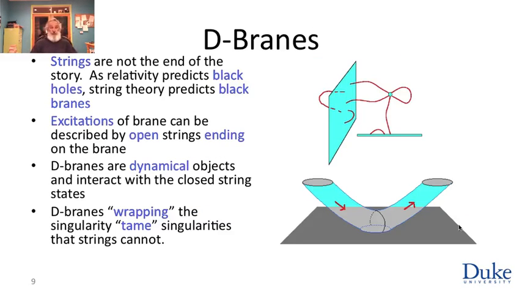Another interesting property: I told you that strings were not the end of the road. The description in terms of strings is partial at best. Just as general relativity predicts black holes, string theory predicts black objects. Now, string theory lives in 10 dimensions. There's room for lots of different black things.